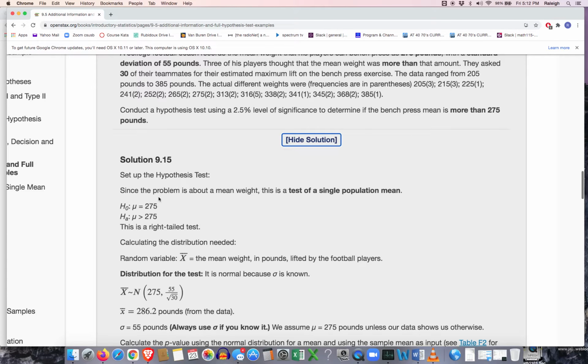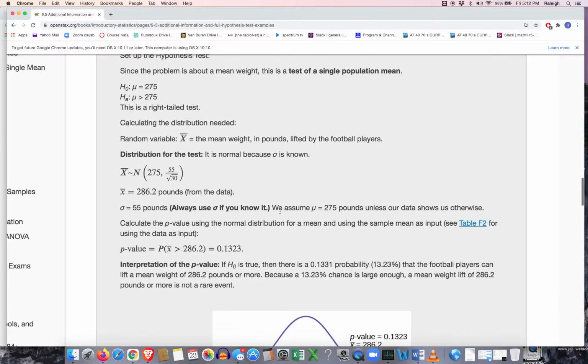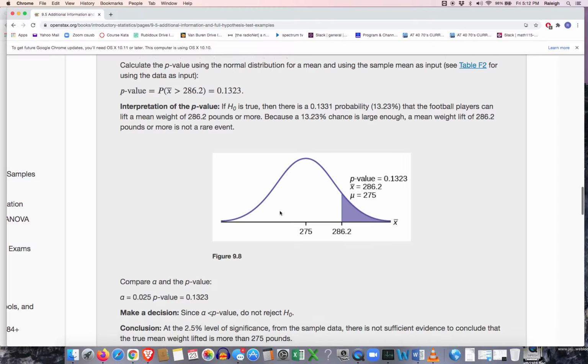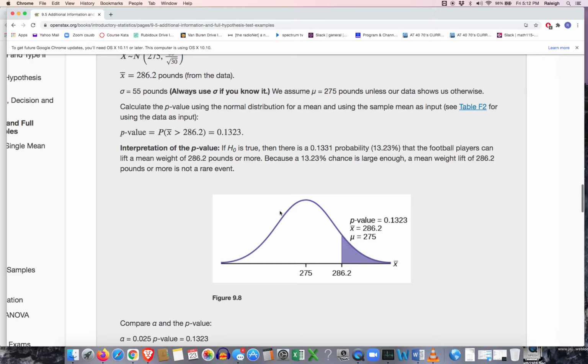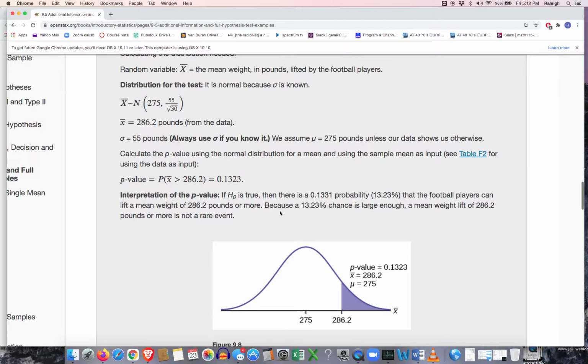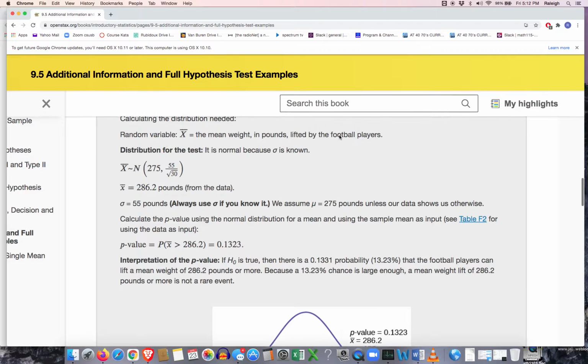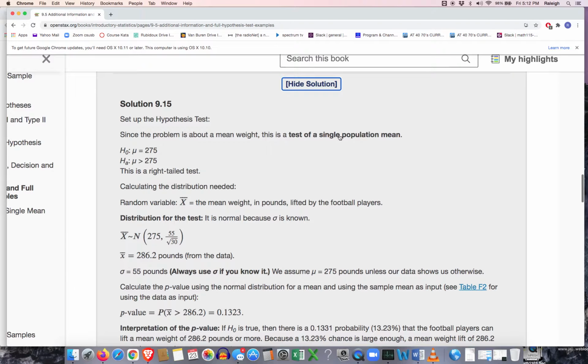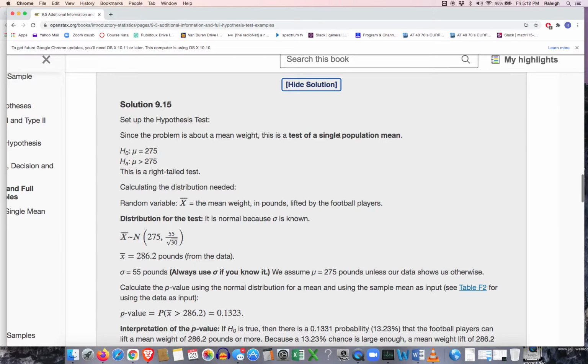So we set the hypothesis test, and it's about a mean weight. So yes, single population mean. What kind of test is this going to be? This is going to be a z-test. Apparently they're going to go ahead and use the z-test. Sigma is equal to 55. Why do we know that? Always use sigma if you know it. You may not always know it, but that's what they have. So this is a z-test, not a t-test. I was temporarily fooled. But it's a right tail test, because they said it's going to be greater than 275.